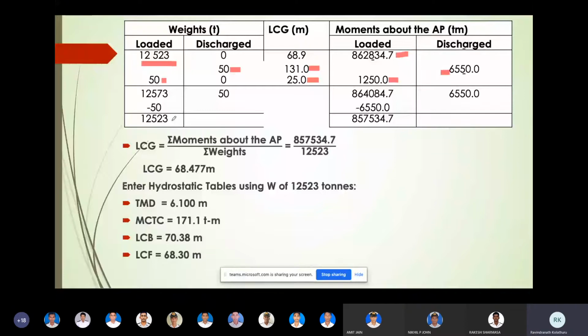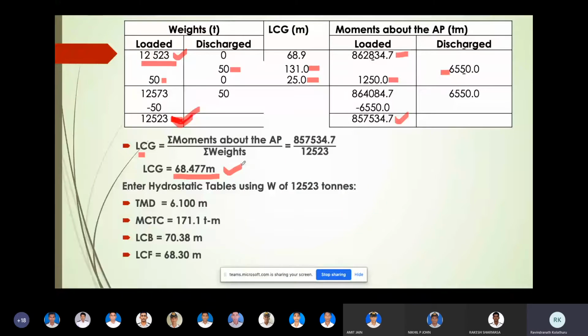So finally, I get my displacement to be 12523. The displacement is not going to change, because the initial and final are the same, as we are not loading or discharging any cargo. We are just shifting weights, so the displacement of the vessel remains the same. Then you get the moments here. To get the final LCG of the ship, moments divided by weight will give you the final LCG. So now I have my final displacement and LCG of the ship.